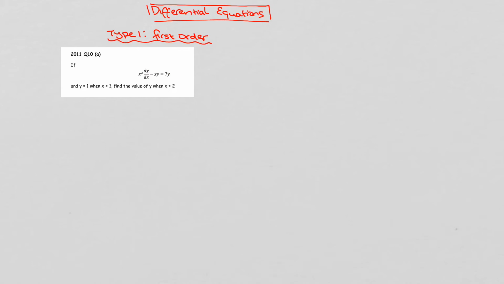Differential equations, type 1, first order, 2011 10a. So here we're given our equation x squared dy/dx minus xy equals 7y. And we're told that when x is equal to 1, y is equal to 1. And we have to find the value of y when x is equal to 2.